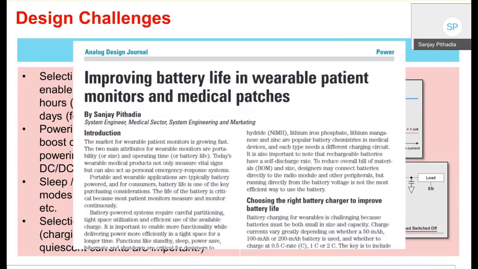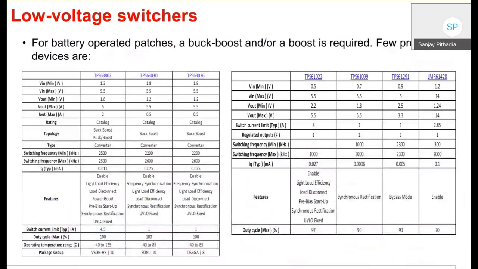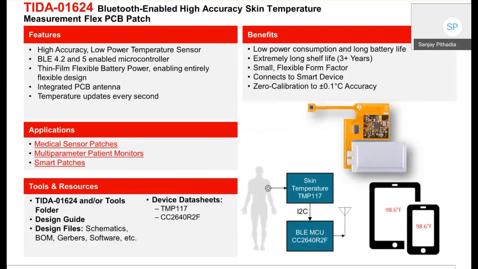Right now, this was the first design for ECG and PPG. The second design is on skin temperature measurement. There is a design called TIDA-01624. It's again Bluetooth enabled, a very high accuracy skin temperature measurement design, but this is done on a flexible PCB. So the PCB is flexible in the sense that you can actually stick it to the human body. It will take the shape of the human body wherever it is connected. Let's say if it is connected on the arm, then it will take the shape of the arm.